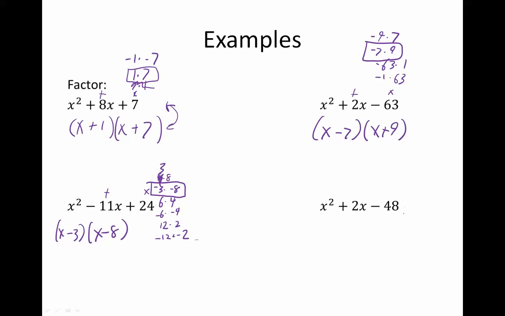Finally, the last one. Again, let's multiply to be negative 48 and add to be 2. Let's see here. We've got 12 and negative 12, and 4 and negative 4 and 12. That doesn't add to be 2. What else have we got here? We've got negative 6 and 8 and negative 8 and 6. And it looks like we found it right here. Negative 6 times 8 is negative 48. Negative 6 plus 8 is positive 2. So this is (x minus 6)(x plus 8).